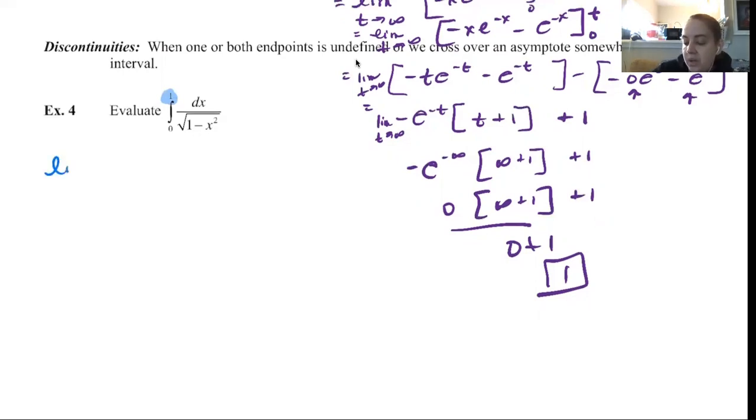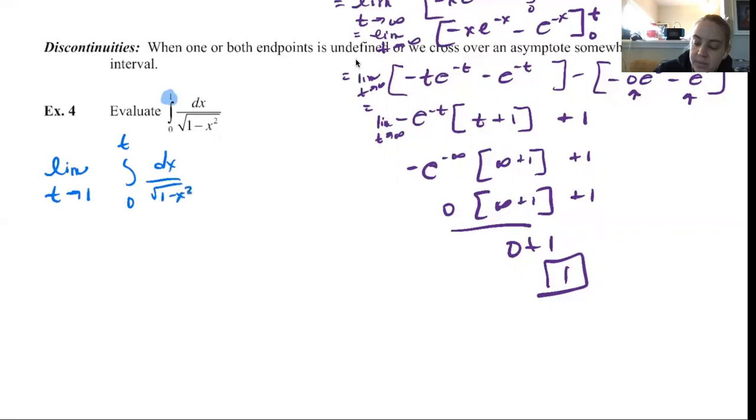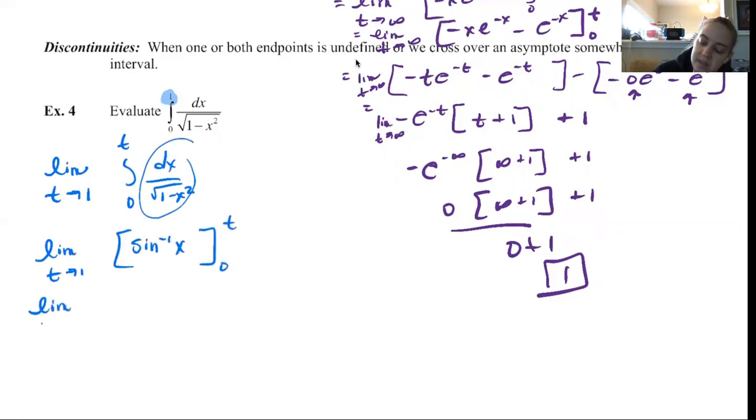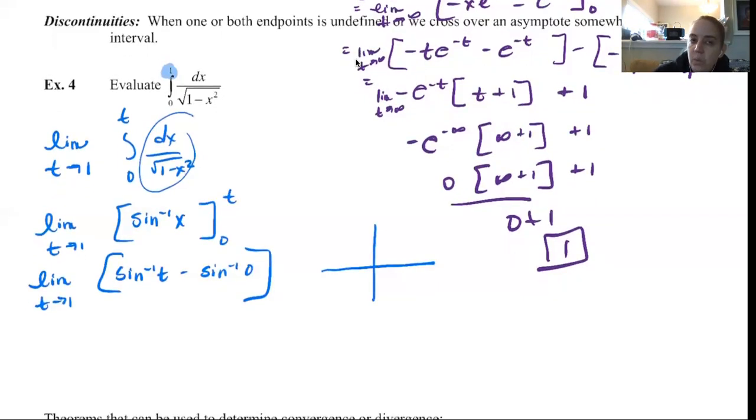So we need to write this as a limit problem. The limit as t approaches 1 from 0 to t of dx over the square root of 1 minus x squared. This piece inside we already said is inverse sine. So it's the limit as t approaches 1 of inverse sine of x between 0 and t. So this is the limit as t approaches 1 of inverse sine of t minus inverse sine of 0. So inverse sine of 0, think to your unit circle. Where is the sine value equal to 0? And your sine value is the y value. So this is 1, 0, and this is 0, 1. So I would say that this is 0.